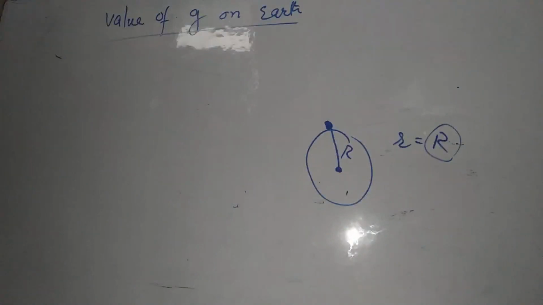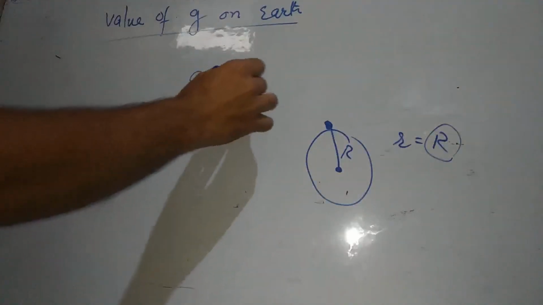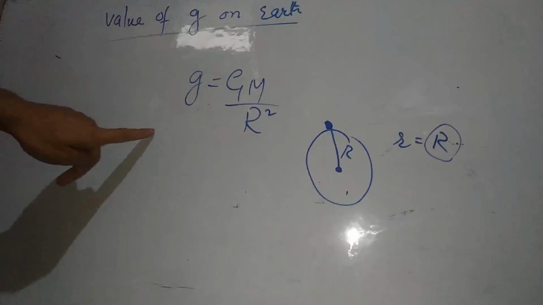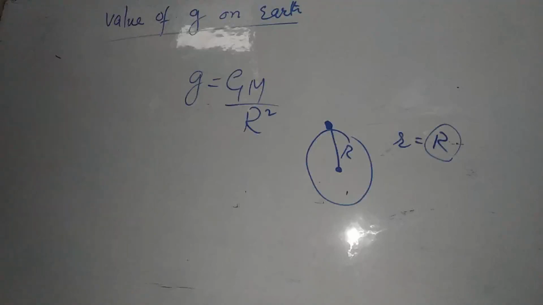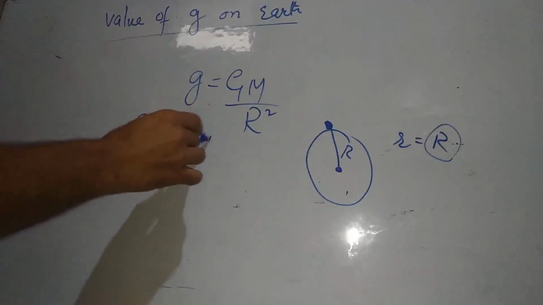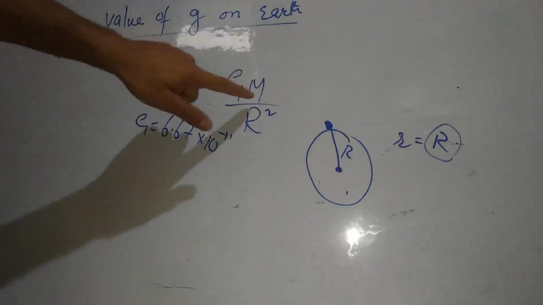So thus far, for bodies on the surface of the Earth, we call g is equal to GM divided by R square, where M is the mass of the Earth. We have calculated it in the last video lecture. g is equal to GM divided by R square. We know that G is equal to 6.67 into 10 raised power minus 11. This is the value of G. We have also calculated the mass of the Earth.